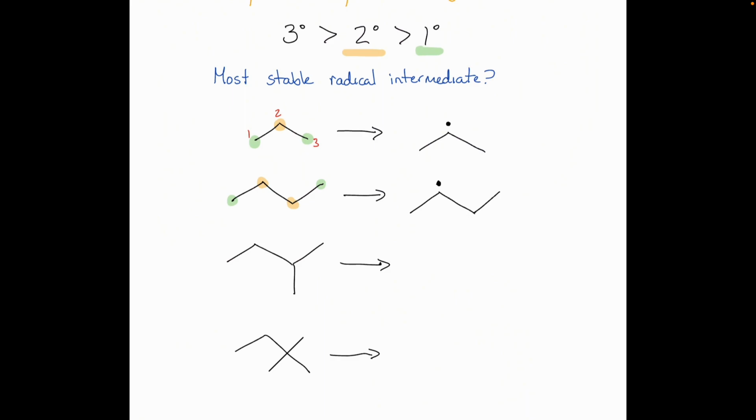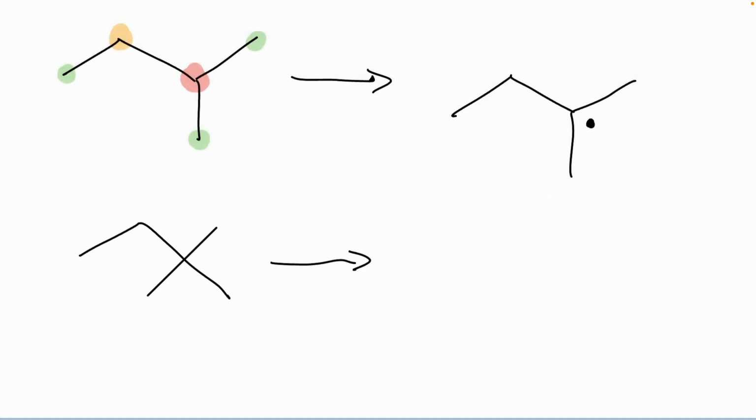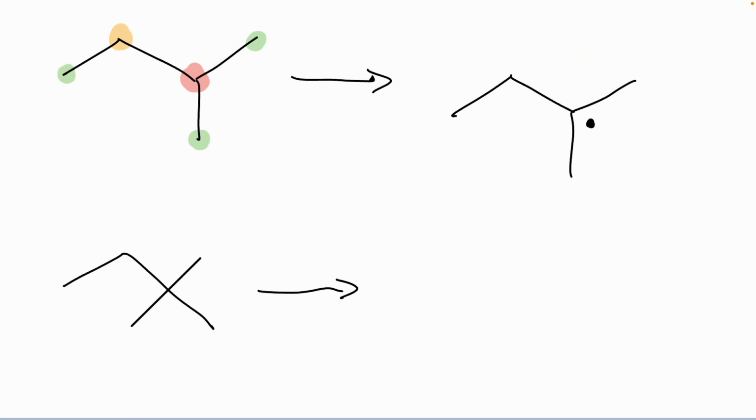Okay, so then in this one, I have these 3 primaries. I have this secondary, but I also have this tertiary carbon right here. And so my radical is going to form on that tertiary carbon, that more substituted carbon. Okay, now this next one is a little bit tricky because it's very tempting to say that my radical should form on this one right here, because this is the most substituted carbon.